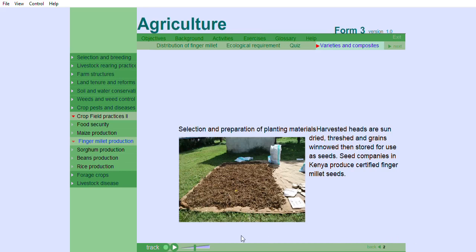Selection and preparation of planting materials. Harvested heads are sun-dried, threshed, and grains winnowed, then stored for use as seeds. Seed companies in Kenya produce certified finger millet seeds.